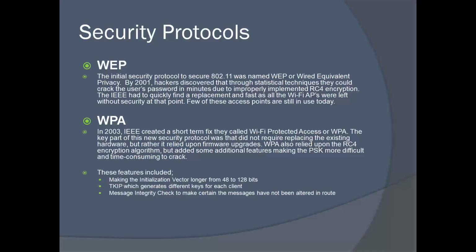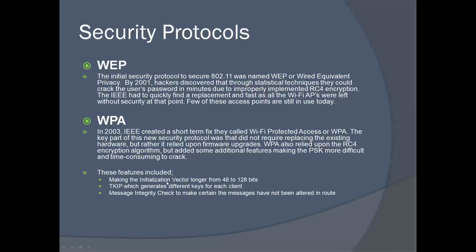They came up with basically a firmware update. It also relied upon RC4, so it didn't change the encryption, but added some additional features, making the pre-shared key more difficult and time-consuming to crack. One of the limitations of the first APs is that they had relatively weak chips in them. So we couldn't put in a stronger encryption algorithm, but we could put features into the encryption that made it more difficult to crack, more time consuming.